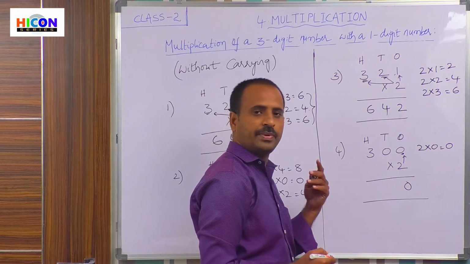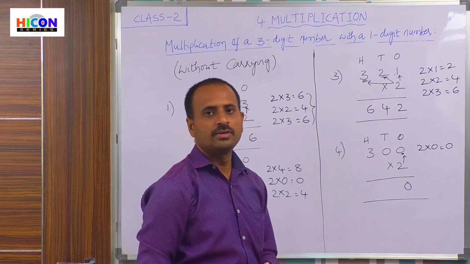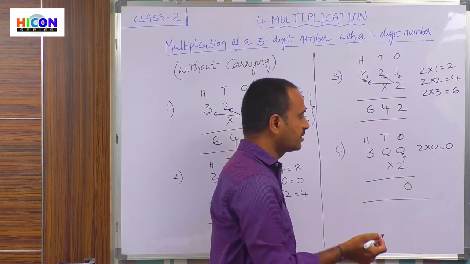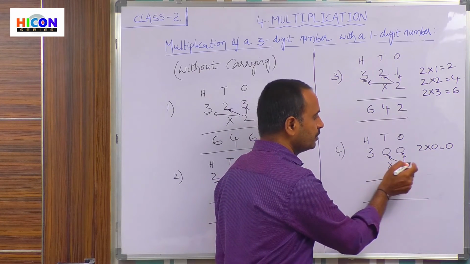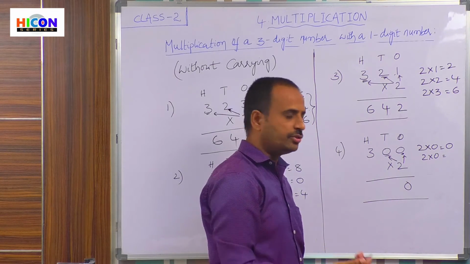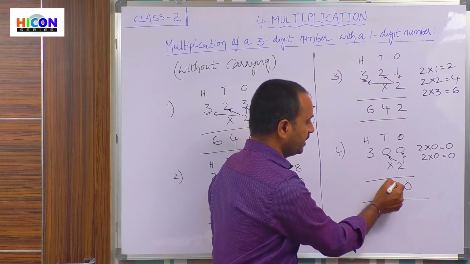Now go to tens place and multiply the digit present in tens place with 2. Which digit is present in tens place? 0 is present in tens place. Again multiply 0 with 2, that is 2 into 0. Again the answer is 0, and write this 0 under tens place.